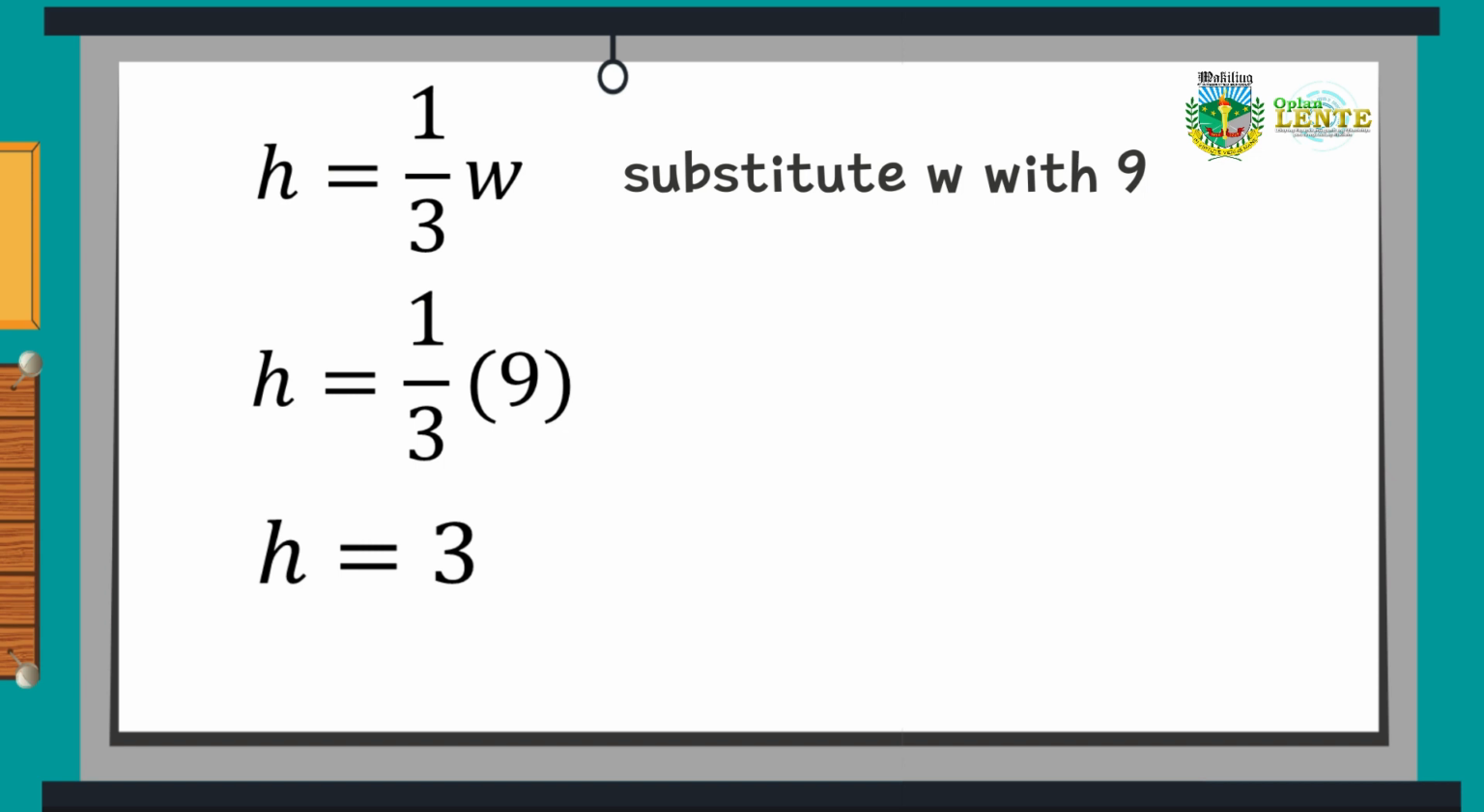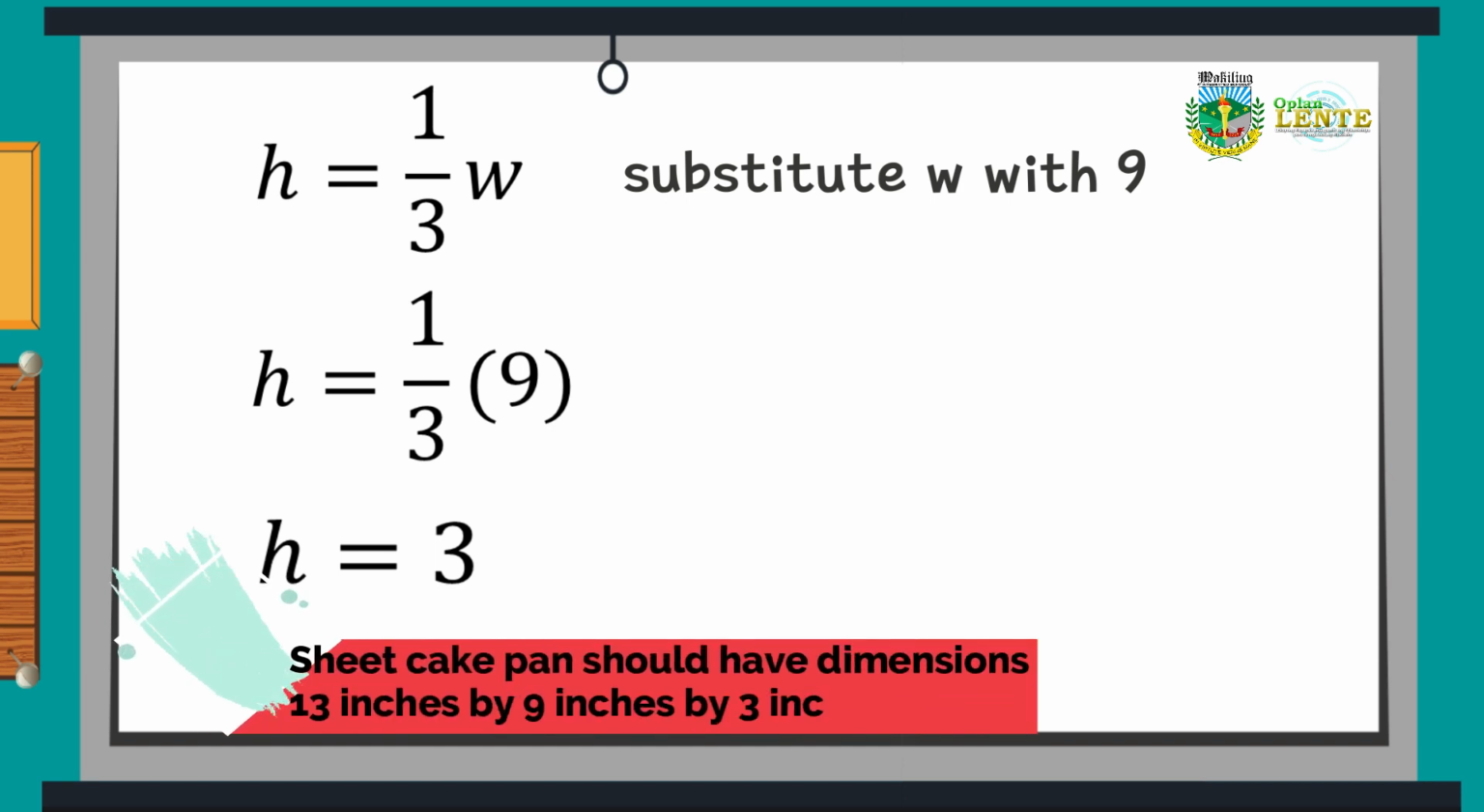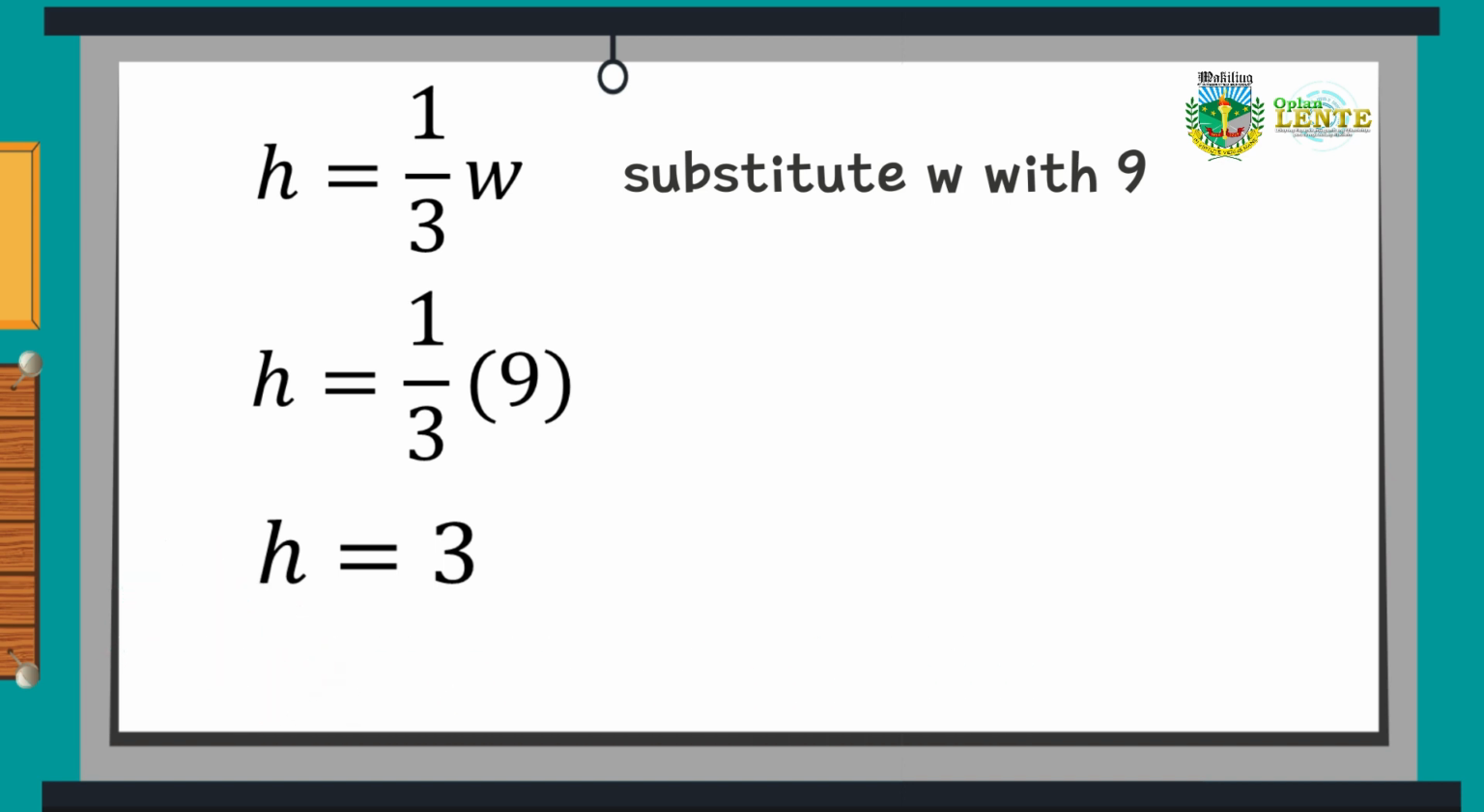And for the height, h is equal to 1/3 W. Substitute 9 for W and multiply it with 1/3. So the result will be 3 inches. Therefore, the sheet cake pan should have dimensions 13 inches by 9 inches by 3 inches.